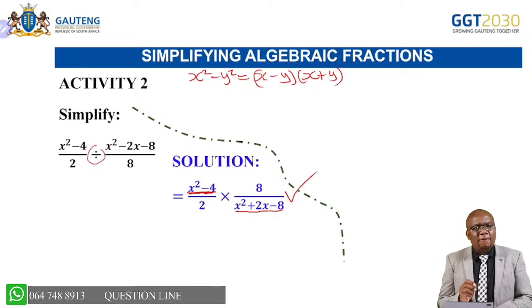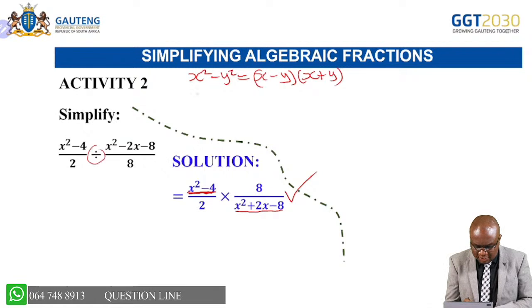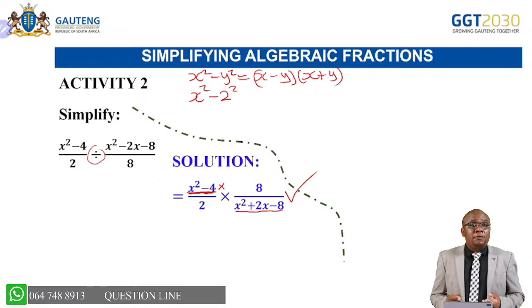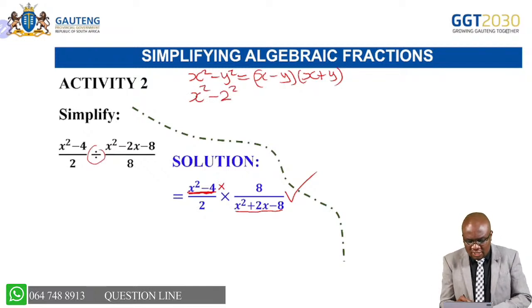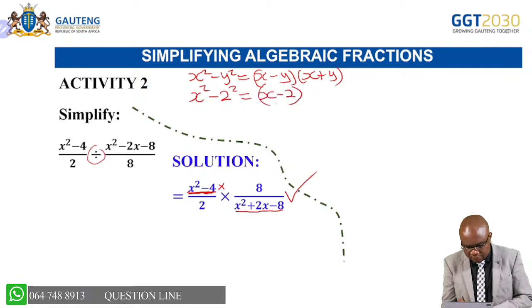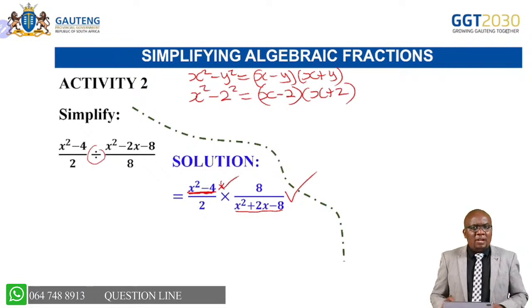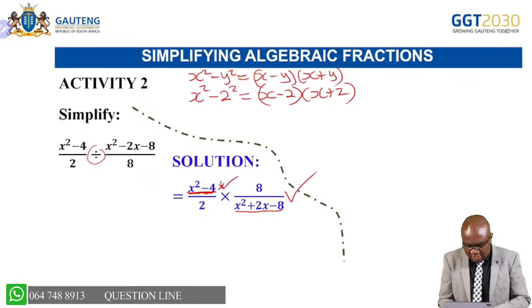Now remember, 4 is a square number. So it can be written as x squared minus 2 squared, because 4 is 2 squared. And then what is it going to be? It's going to be (x minus 2)(x plus 2). We have factorized this one. How many people got that? Well done. Now let's go to the quadratic trinomial.